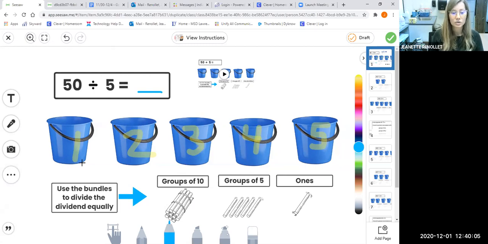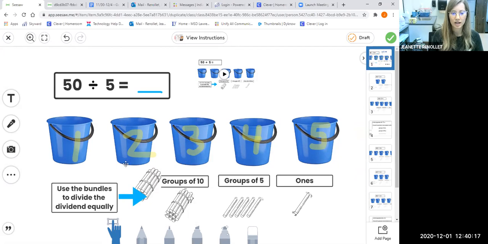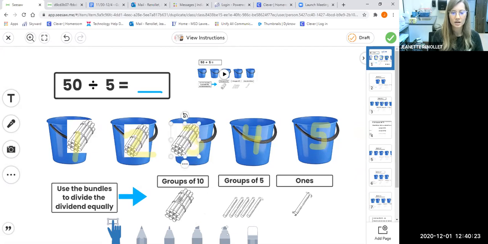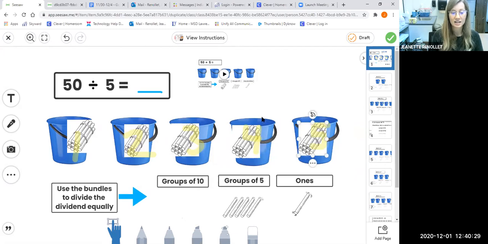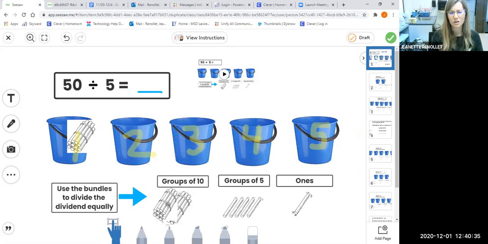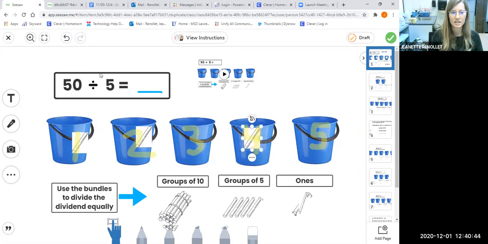Mrs. Thaxton says use the bundles to divide the dividend equally. So here we have bundles. This is a group of 10. If I put 10 in each bucket, 10, 20, 30, 40, 50, I see that I've done it correctly. But if I maybe started with ones, it would take me a long time to count by ones. 1 in each, counting up to 50. Oh my goodness, that would take me all day just to do one problem.